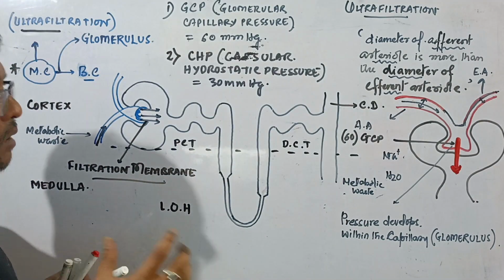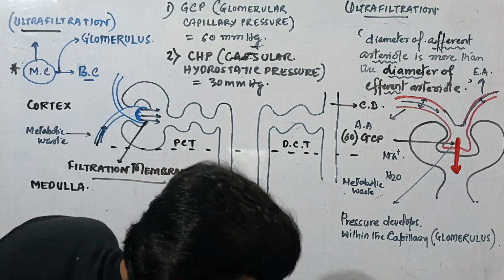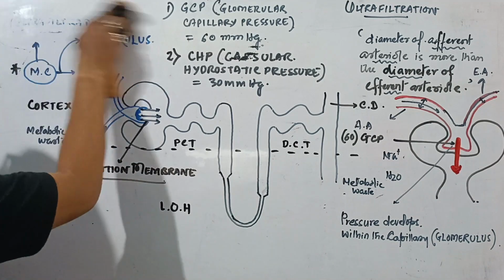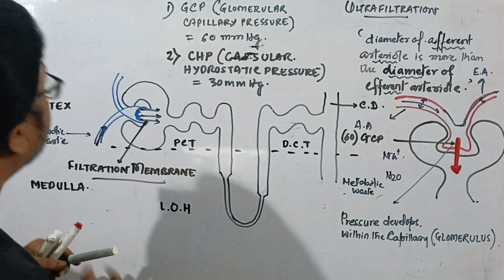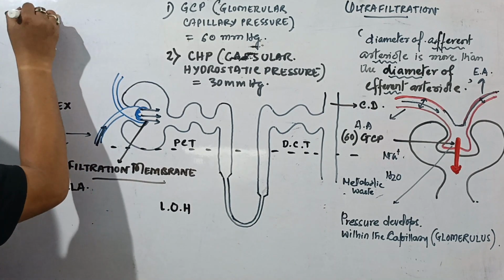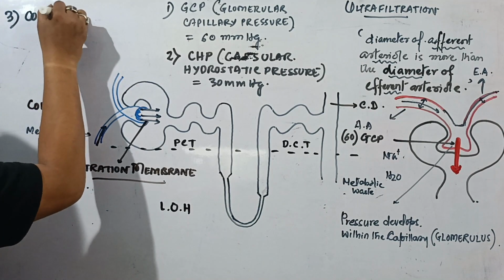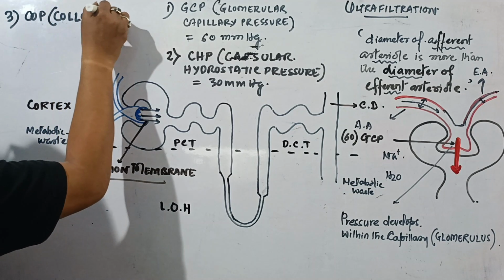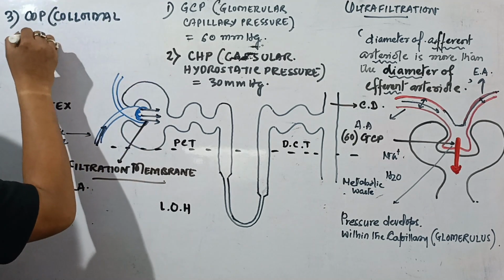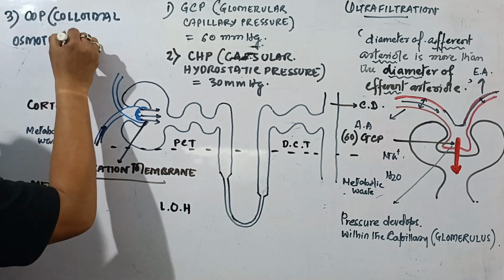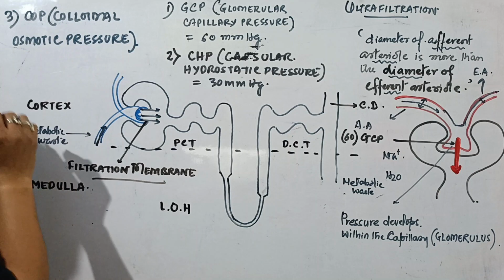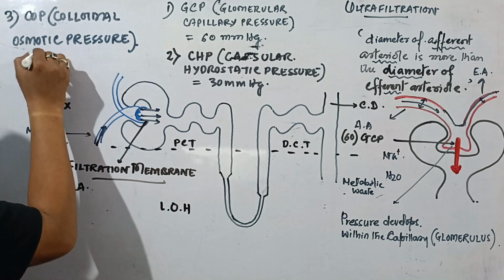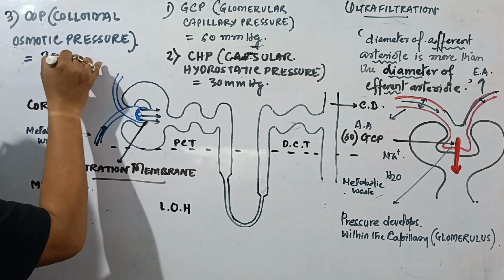And the other one is basically known as colloidal osmotic pressure. The third one is known as COP, or we even call it colloidal osmotic pressure. And it is exactly around, we can say, 20 mmHg.